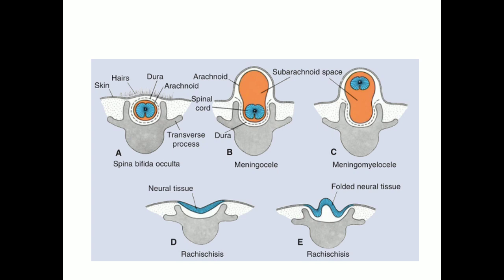Here in this diagram, the first diagram is showing spina bifida occulta. In this the area is covered with skin and a tuft of hair is present here, and there is no defect on the surface. The second one is the meningocele. In this there is a cyst-like swelling and only the meninges are bulging through it. And the third one is the meningomyelocele. In this condition, the spinal cord and meninges both are protruding through the cyst.